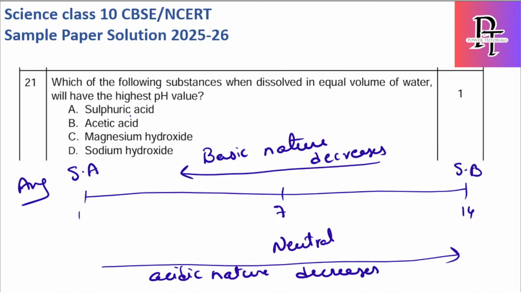So which of the following dissolved in equal volume will have the highest pH? Sorry, the strong acid is pH 1, and the highest is 14. The strong base has the highest pH, which is sodium hydroxide. Magnesium hydroxide will come around 11 or 12. Acetic acid will come around 3 to 3.4 or 5. Sulfuric acid has the lowest pH because it is a strong acid. Acetic acid is a weak acid. Magnesium hydroxide I cannot say is weak, but it is between 10 to 11, so compared to sodium hydroxide I can say it is a weak base. Sodium hydroxide is a strong base. Hence the pH value will be higher for the strong base.